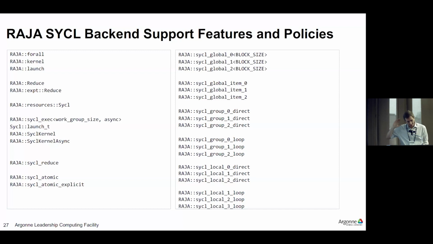So this is the full list of things that are supported and also the policies that you can use to map things down. I walked through forall, but kernel and launch are really where you get more powerful. These are where you can take multiple lambdas in and have multiple loops. The policies on the right say how you want to map your loops and your indexes. You can break things down into groups, local, or do the global where you get access directly with block sizes.